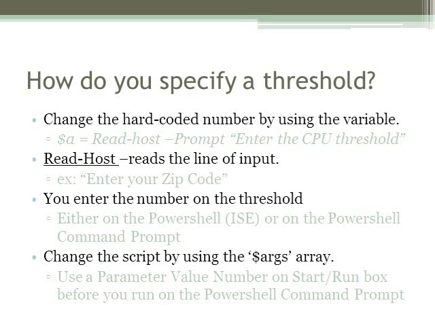So in Windows PowerShell ISE, how do you specify a threshold? Now, you can change the hard-coded number by using a variable. For example, use the variable which is the $ sign and the A, and don't forget the equal sign, Read-Host, and then use the prompt and then type your name.